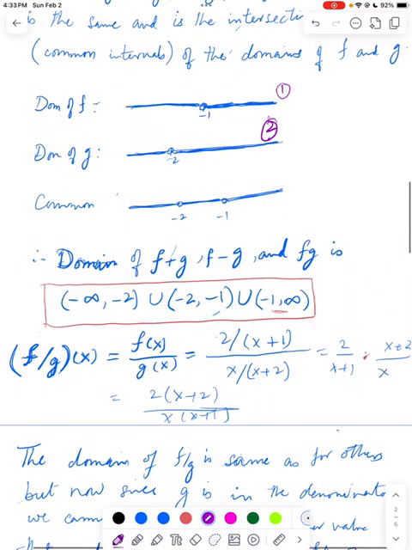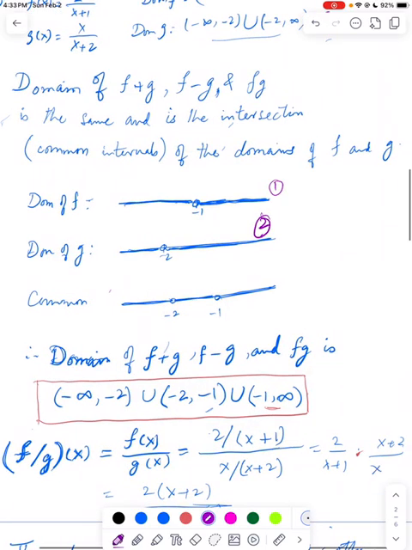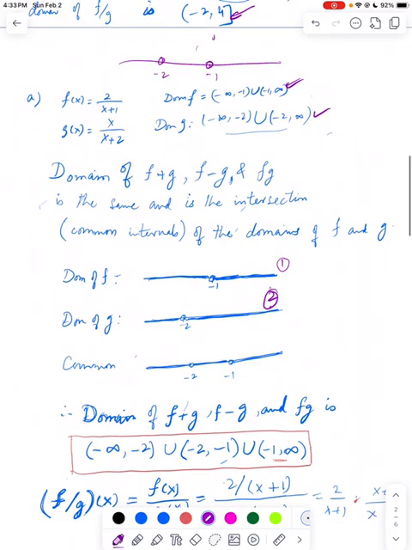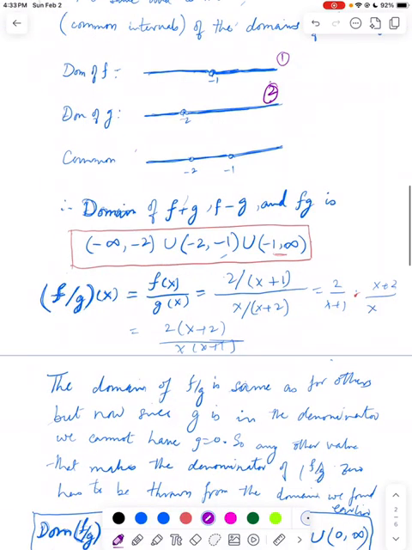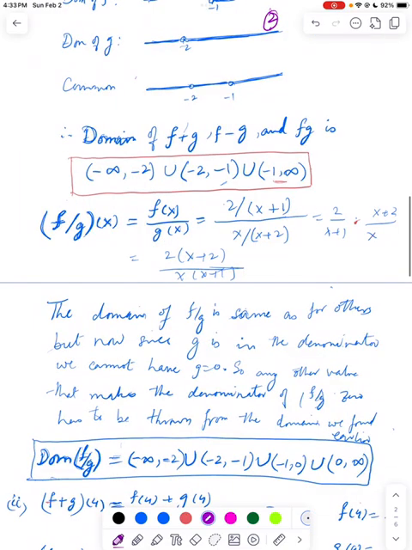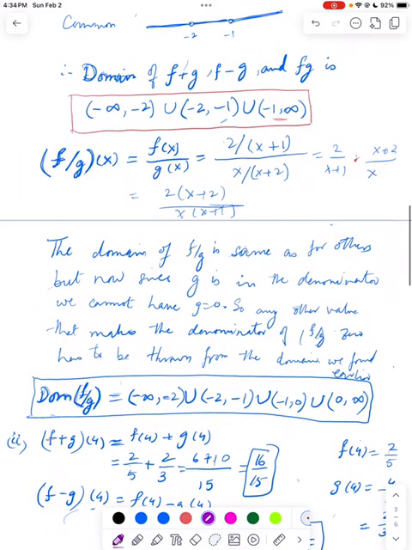F over x over g of x will be just the first rational function divided by the second rational function, and you know how division works. So it flips and gives us 2 times (x plus 1)(x plus 2) over x times (x plus 1).